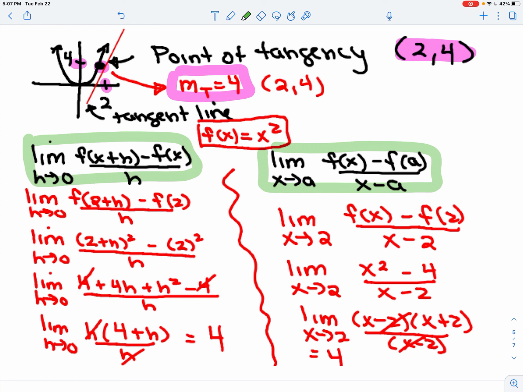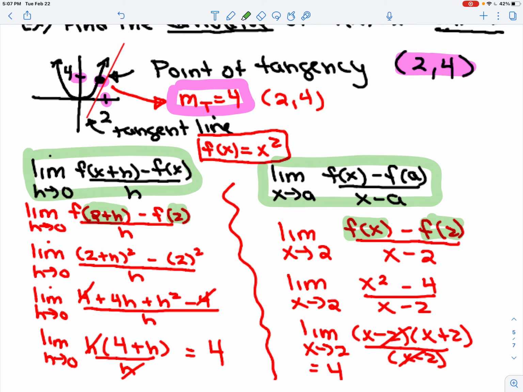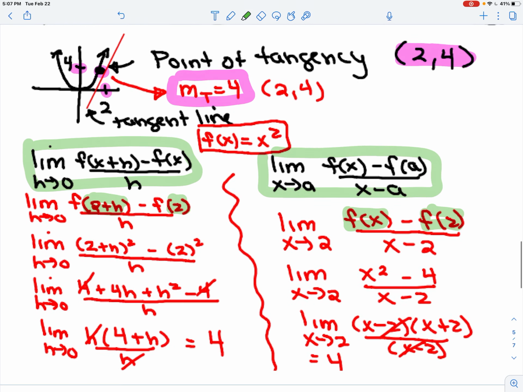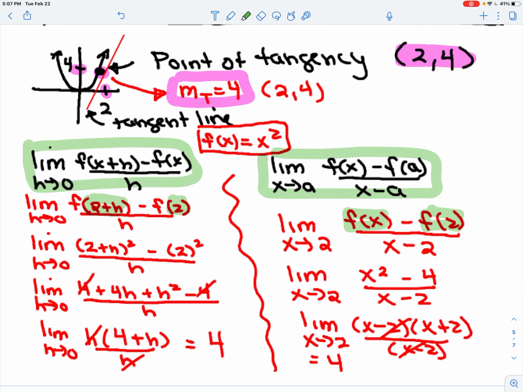So we're finding it at 2, so we're going to put 2 plus h in and 2 in and evaluate. And then over here we're going to put in f of x and f of 2. So we're going to leave the x as the point that we're pushing towards the 2. And here we're taking 2 and we're adding a small amount h to it. Okay, so when I put 2 plus h into the function, I get 2 plus h squared. And then when I put 2 into the function, I get 2 squared.